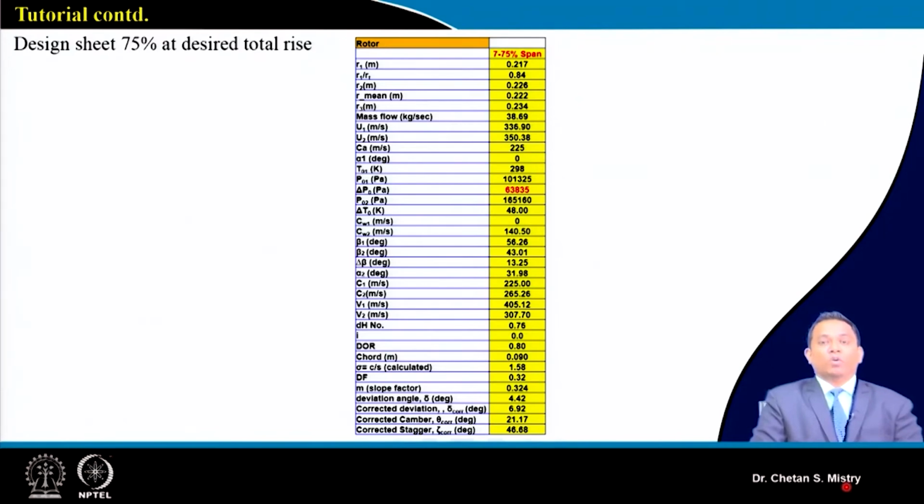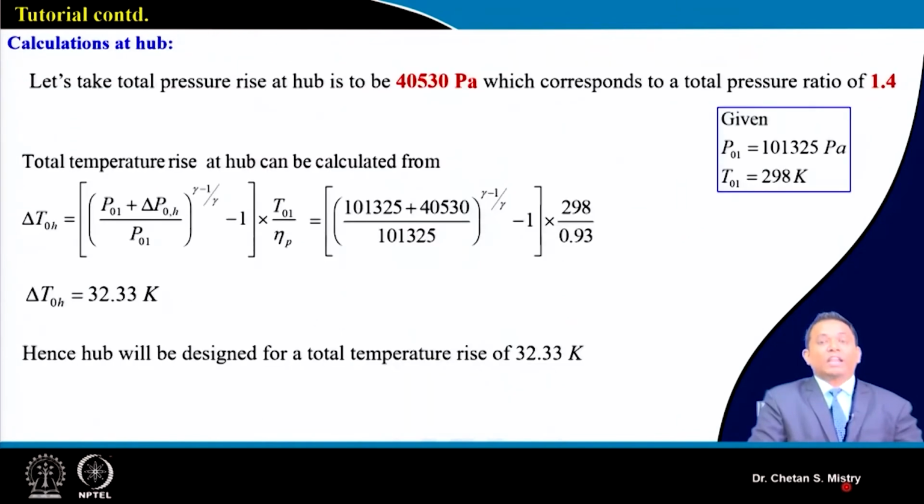So as we know, once we have done our calculation for the mid station, we are interested in what is happening at the hub station, what is happening at the tip station. So let's move with the calculation at the hub station. Now here in this case, we have considered our fundamental design approach. That means we need to assume certain pressure rise expected near the hub.